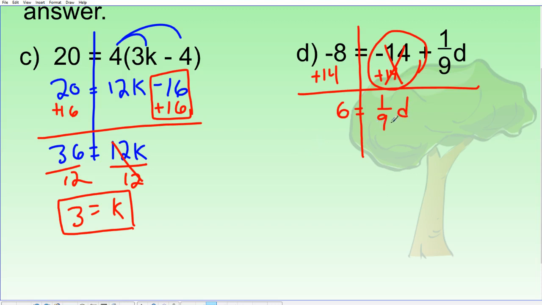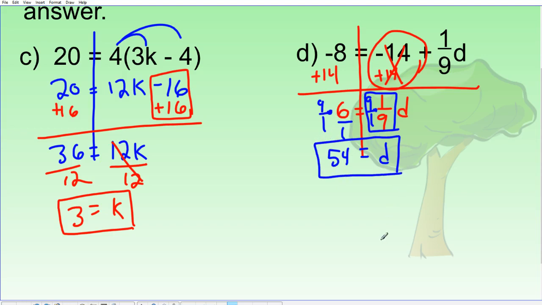Now, I'm going to finish solving. So to get rid of this times 1/9, I am going to multiply both sides by the reciprocal, times 9/1. That makes this fraction, this coefficient, equal 1. I get 9/9 D, which is 1 D. On the other side, when you multiply the fraction, 9 times 6 is 54/1. I don't really need to put over 1. 54. And that is done.